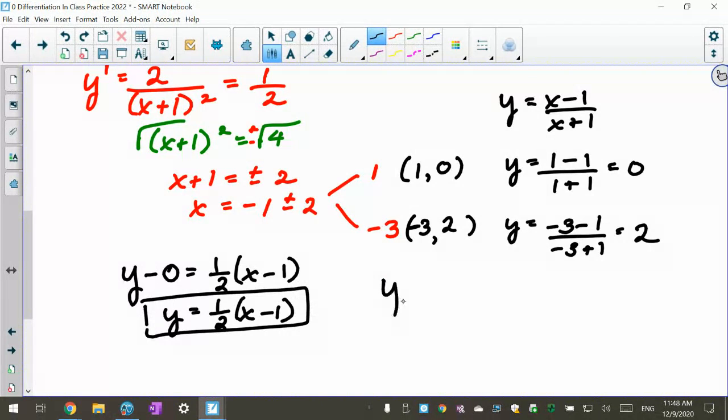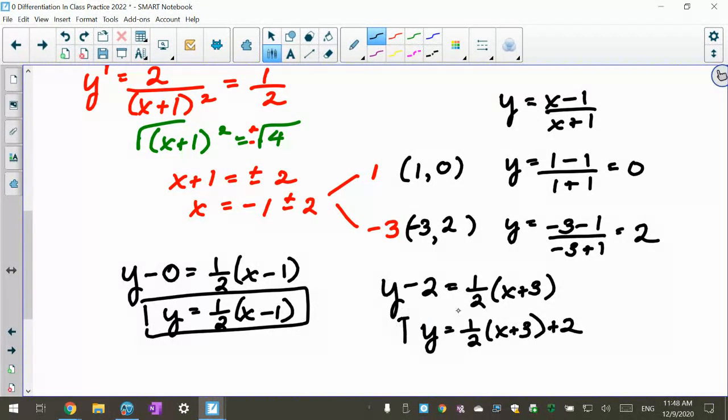The second tangent line, I'm going to plug this point in: y minus 2 equals a half, still the same slope, x plus 3. I'm going to add 2 to both sides, so I have y equals 1 half x plus 3 plus 2. And again, you can multiply that all out to make sure that you can check it on your calculator.